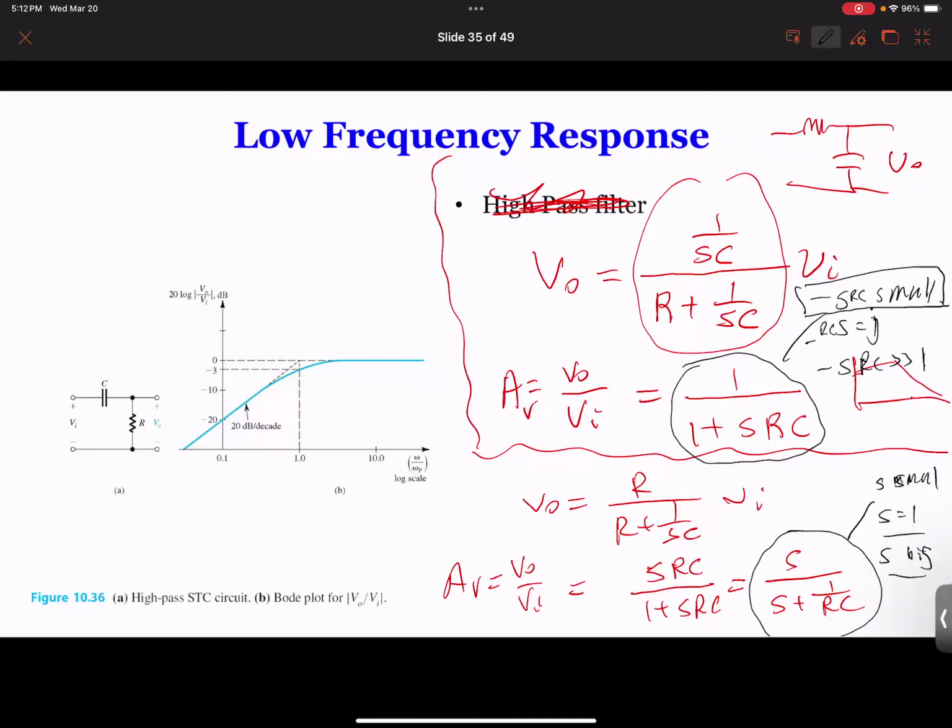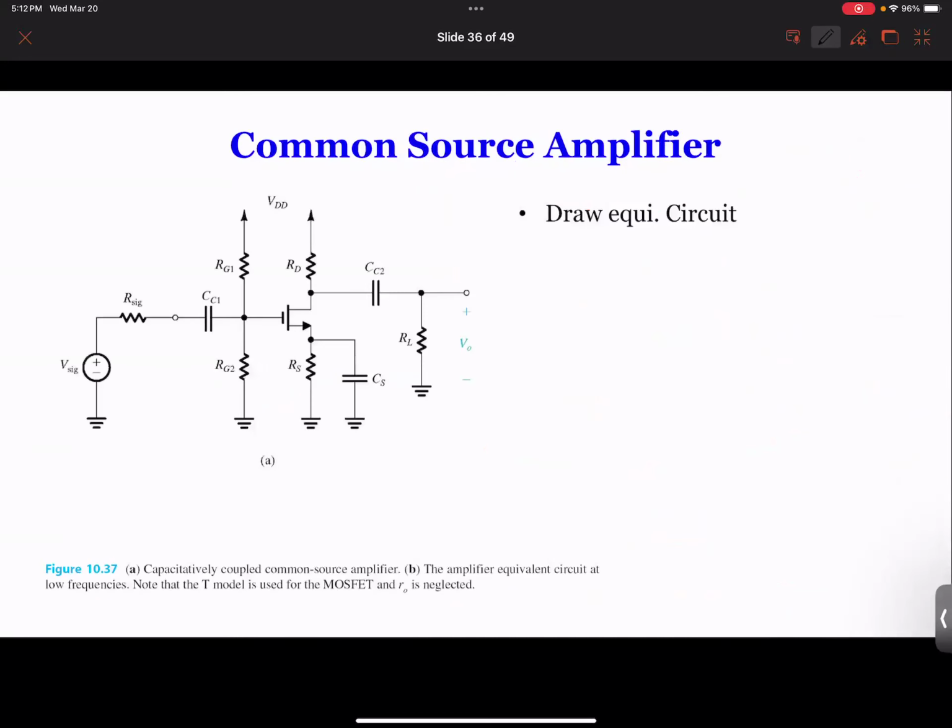And now, of course, there's another difference. In this one, you don't have an S in the numerator, which means there are no zeros. But in this case, you do have S. S means it's a zero. There's a zero in the numerator, and a pole at the bottom, okay? So that's how we really distinguish them. So now let's get down to business. Suppose you have a common source amplifier.